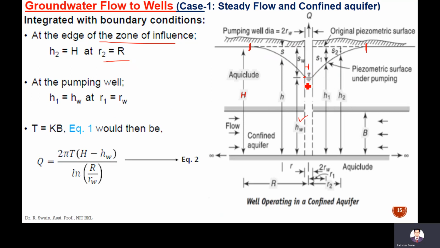So if we put these two cases in this general equation, we'll get 2 pi T, since this kb is nothing but T, the transmissibility, then H minus Sw divided by ln R by Rw. This is one equation. Then another equation we can put here.